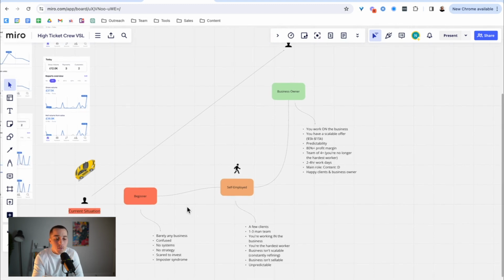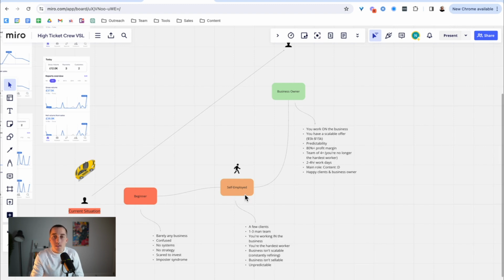Barely any business. You're confused. You've got no systems, no strategy. You're just playing by ear. It's just guesswork at the end of the day, right? And you're probably scared to invest, and you've probably got imposter syndrome because you don't feel like you're good at what you do, or whatever the reason may be. Because if you were, you'd probably be making a lot more money. That's where beginners are.